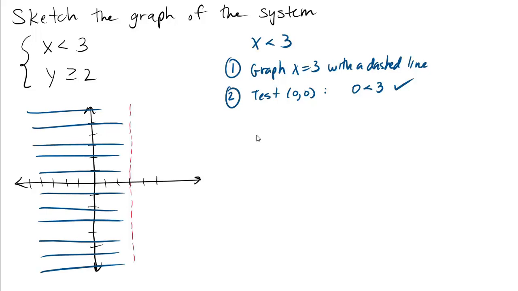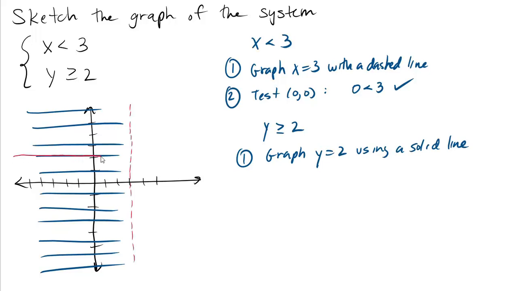Now I'm also going to graph y is greater than or equal to 2 on the same set of axes. So first I'm going to graph y equals 2, and this time I'm going to use a solid line. Y equals 2 is a horizontal line whose y coordinates are all 2, so right about there. And now we'll test a point. 0, 0 is again an option.